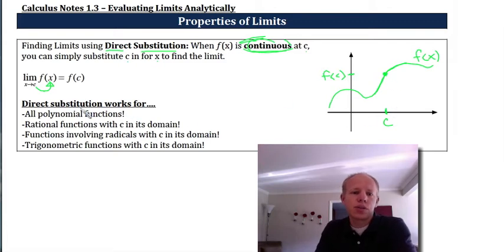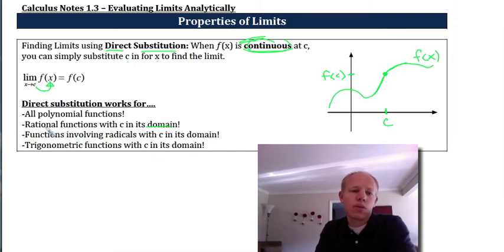So direct substitution is going to work for all polynomial functions. Woohoo! It works for all rational functions as long as c is in its domain. So it's a good thing we talked about finding x values in a specific domain. It also works for functions that involve radicals as long as c is in its domain, and for trigonometric functions with c in its domain.